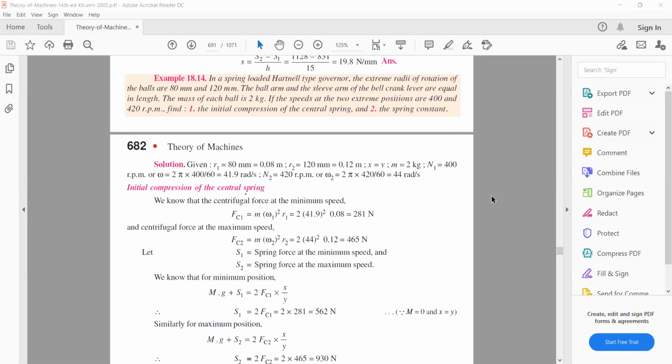From the problem description, write the given values. R1 equals 80 and R2 is 120, and x equals y, as already said in the statement. The bell crank lever arm lengths are equal. Small m equals 2 kg, N1 equals 400 RPM and N2 is 420 RPM. Since we know N1 and N2, we can simply find omega 1 and omega 2.